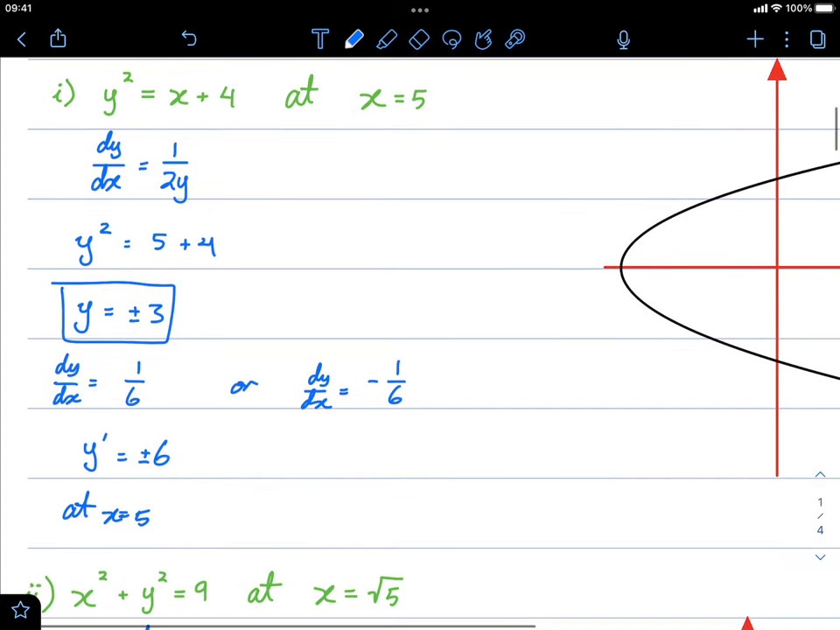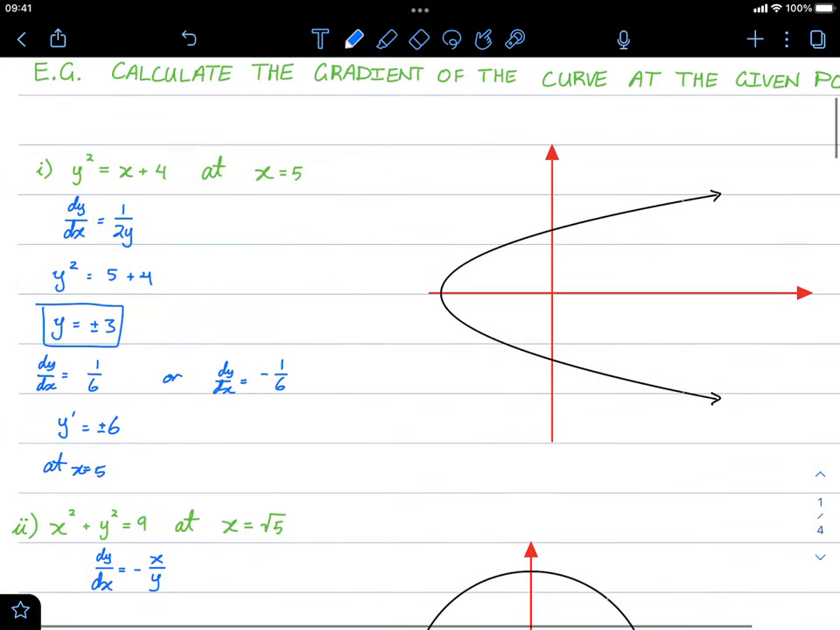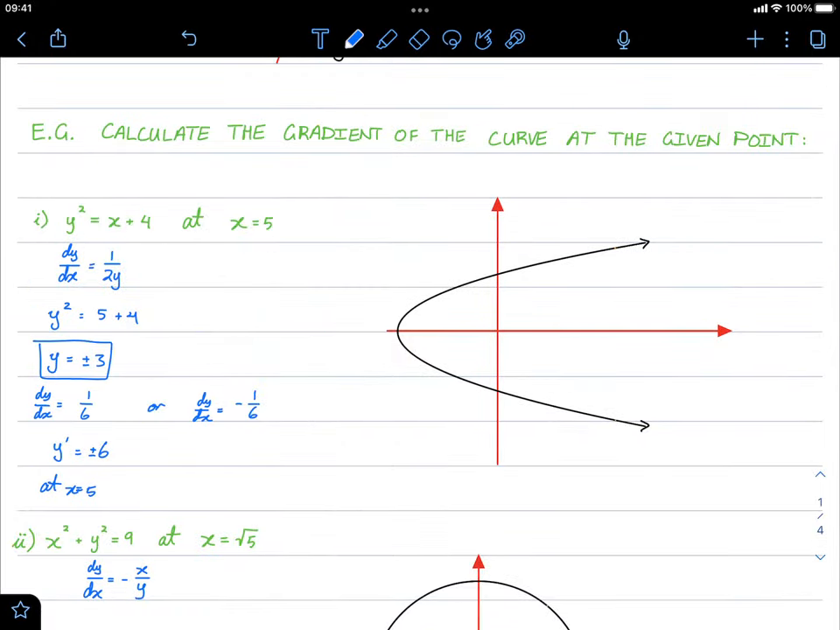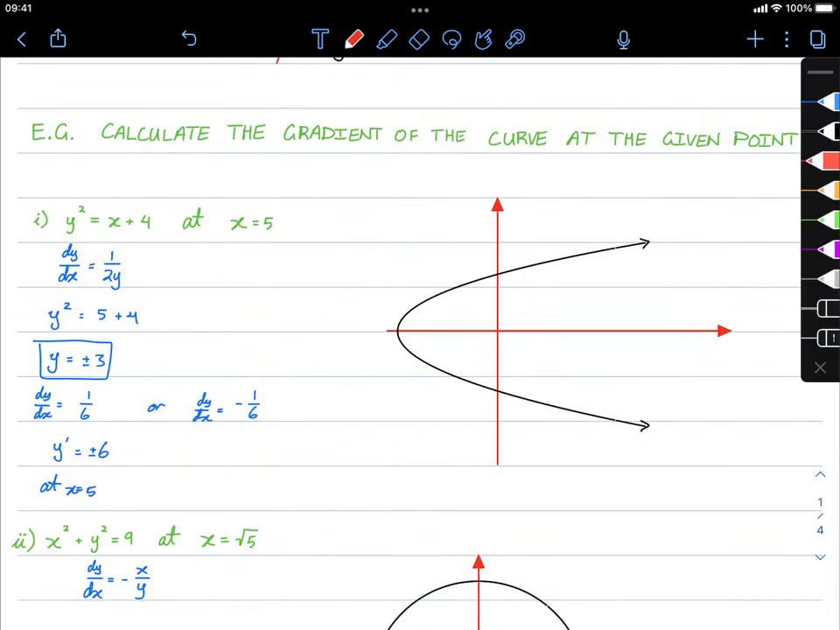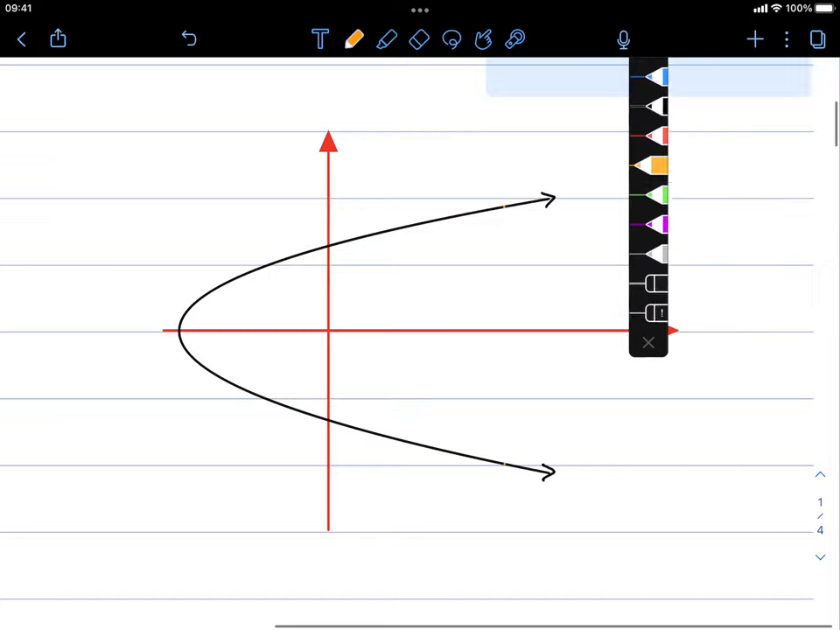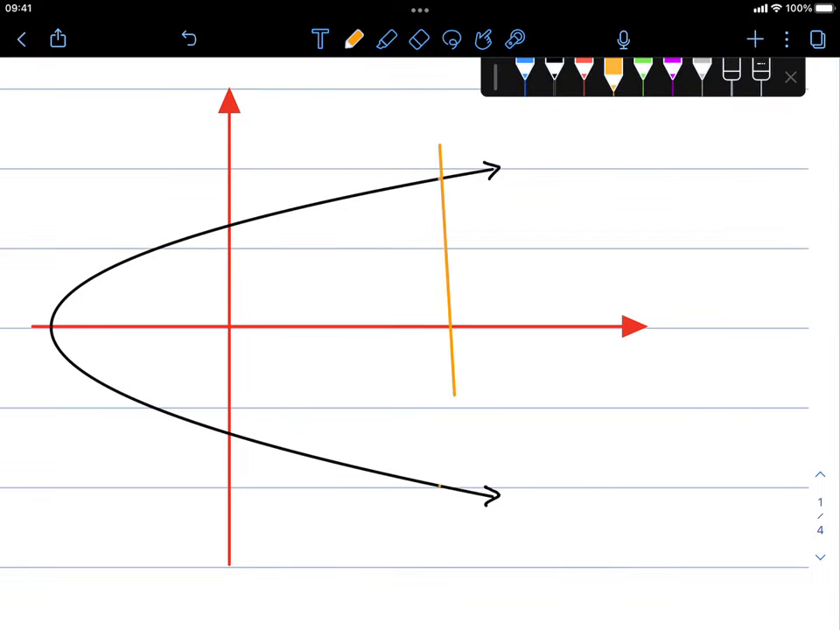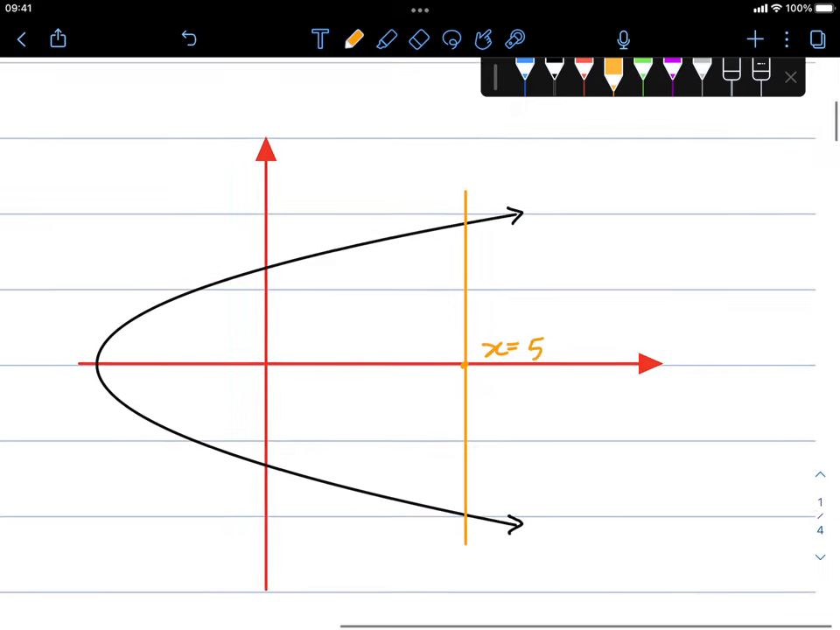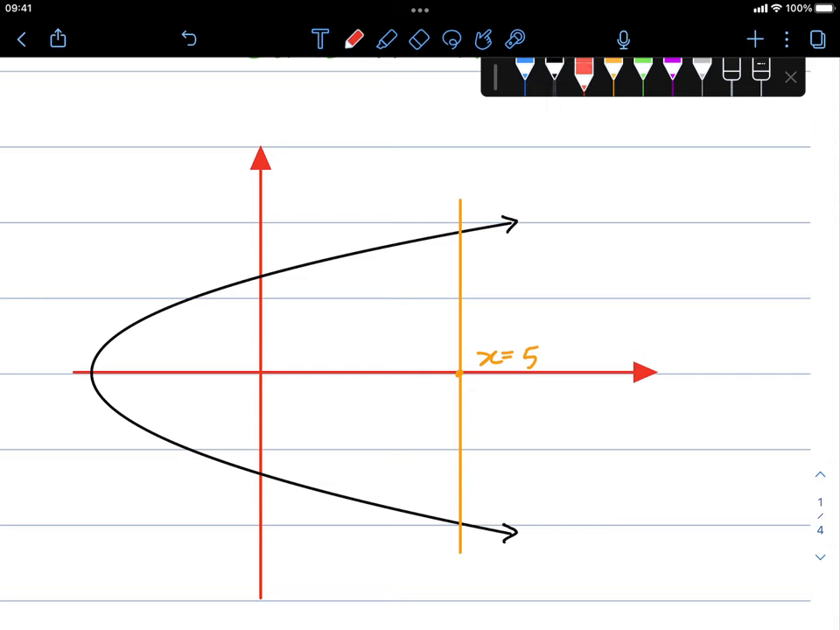Now I'll demonstrate to you using the graph why this is the case. I've actually indicated approximately where 5 might be. So it's actually something like this. But notice how at x equals 5, so this point is x equals 5, it intersects the relation at 2 points, one here and one here.